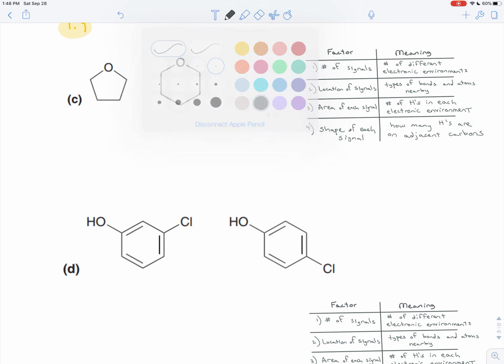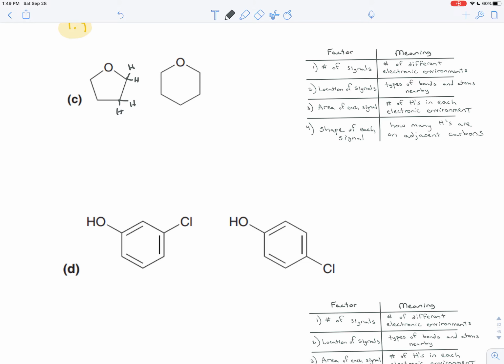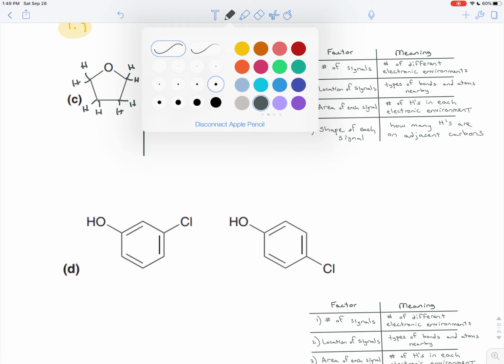Okay, for C, first we'll draw the hydrogens in. Okay, so we'll keep these separate in our minds, and we're going to look at the first factor, just the number of signals. How many different electronic environments are there in these molecules?